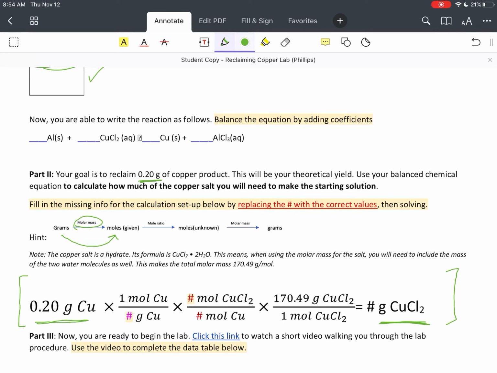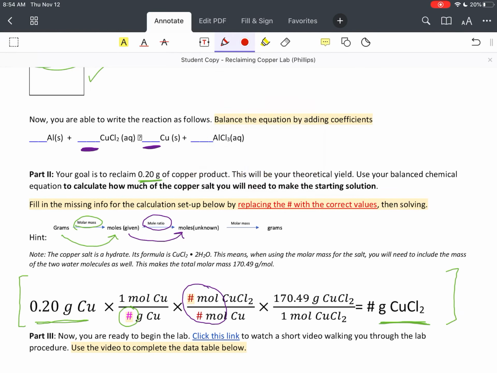So that's what you're going to put in here, your molar mass of copper, okay? The next step, we're converting between our moles of our given and our moles of our unknown. So we're going to need to use our mole ratio. So that is this right here. Okay, remember our mole ratio is our coefficients in front of our equation. So we're going to be using the mole ratio here of copper and the mole ratio here of copper chloride.